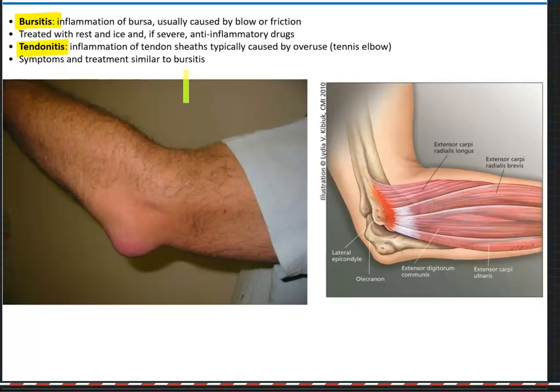Treatment, non-steroidal or steroidal. Turns out I spoke to an orthopedic surgeon. There is a surgical procedure when they will go in, basically remove the inflamed part and reattach the tendon to the bone. Okay.